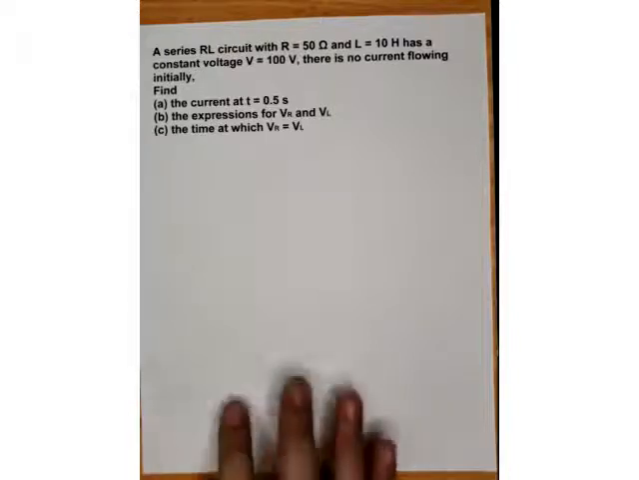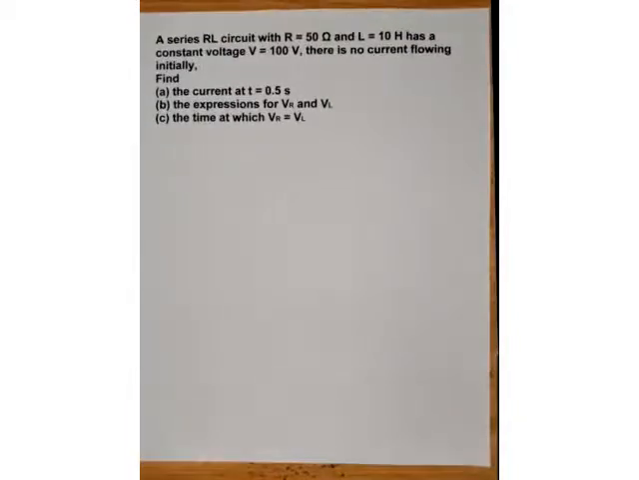A series RL circuit with 50 ohm resistance and 10 Henry inductance has a constant voltage of 100 volts. There is no current flowing initially. So find A, the current at 0.5 seconds, B, the expressions for VR and VL, and the time at which VR is equal to VL. So what is the time kung saan yung voltage ng R ay equal siya sa L?